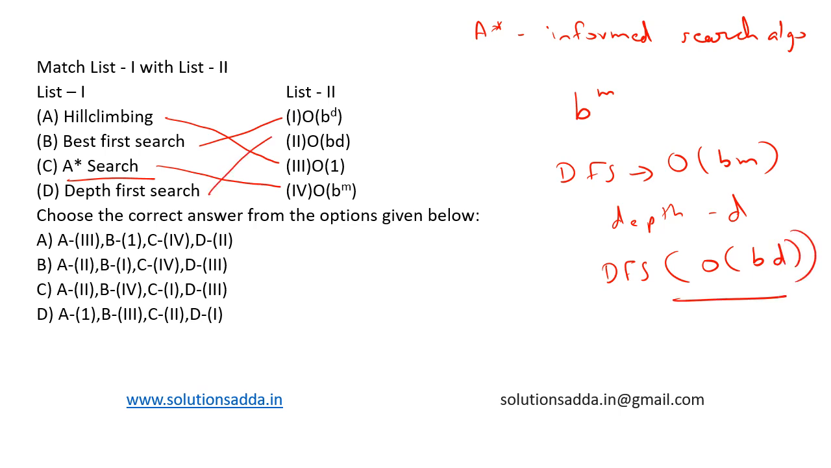So from the options, A maps with 3, B maps with 1, C maps with 4, D maps with 2. So option A is the correct answer here.